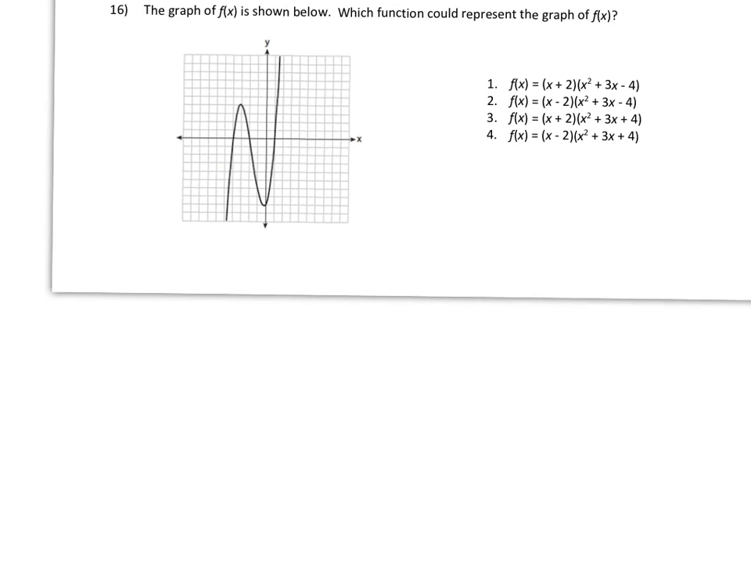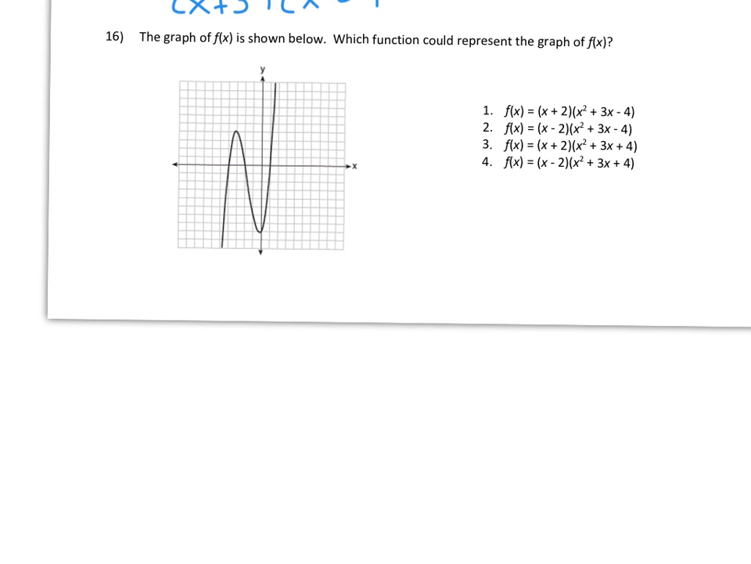All right, and then number 16. So we have zeros at, I'm just going to write them out here. X equals -4. We have one here at x equals -2. And we have one here at x equals +1. So our factors are going to be x plus 4, just reversing the signs, x plus 2, and x minus 1. Okay, now if we look at these answer choices, right?